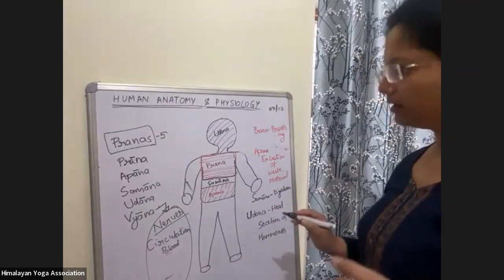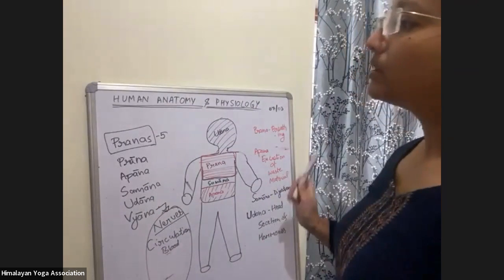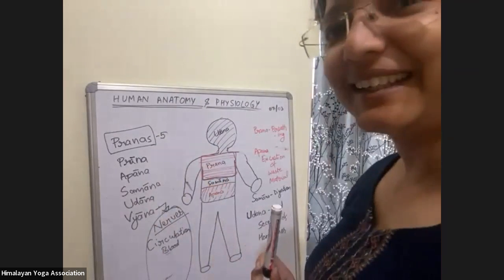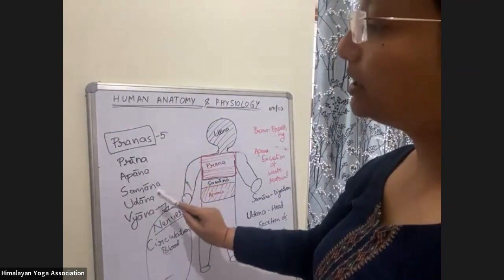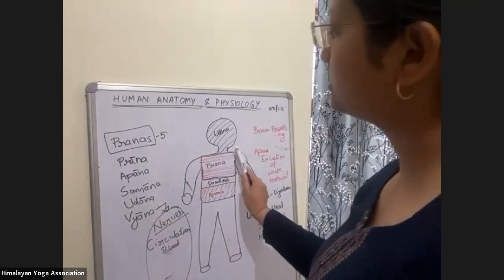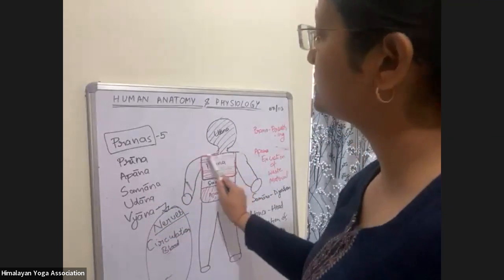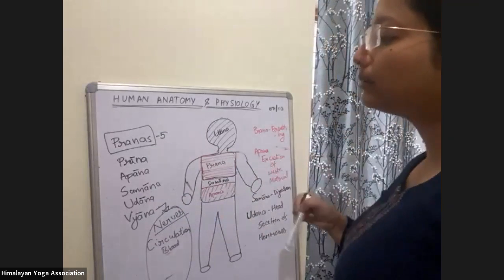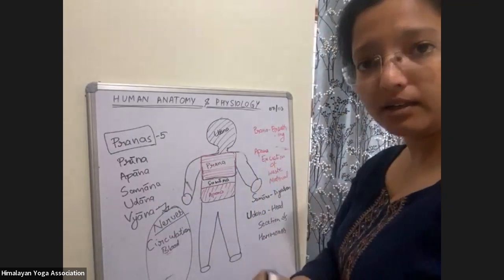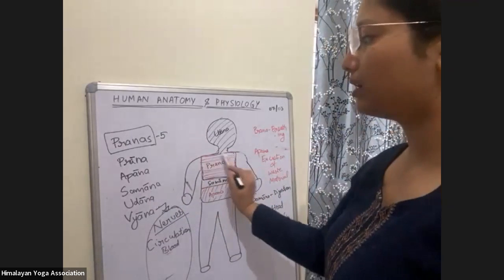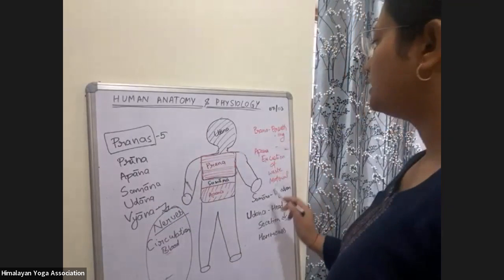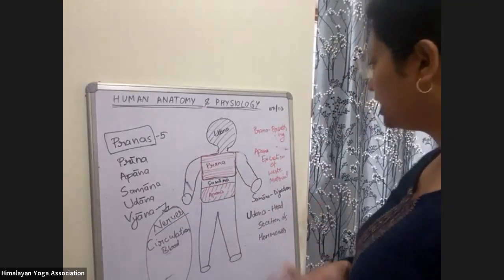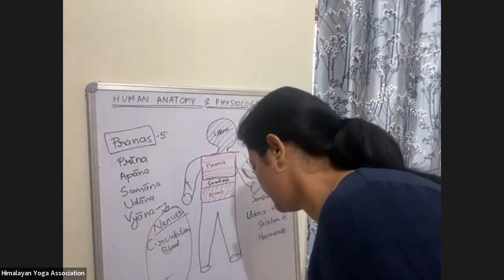So we have studied 5 types of prana: prana, apana, samana, udana, vyana. Where is prana situated? Prana is situated in the respiratory system. When we breathe in and breathe out, that movement of air is governed by prana. Then there is apana, the excretion of waste material from the body and also reproduction.